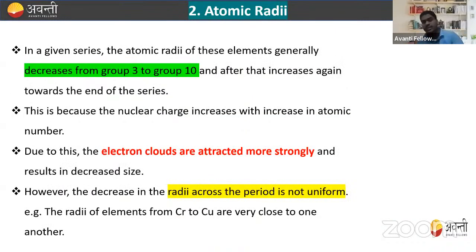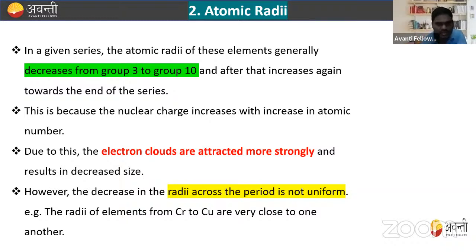Good. Now, atomic radii. So here also, like the s block and p block, we do not get any regular trend, like down the group atomic radii increases, left to right atomic radii decreases. This type of trend we cannot get in the d block elements because they show irregularity in their behavior. So in a given series, the atomic radii of these elements generally decrease from group 3 to group 10, and after that increase again toward the end of the series.